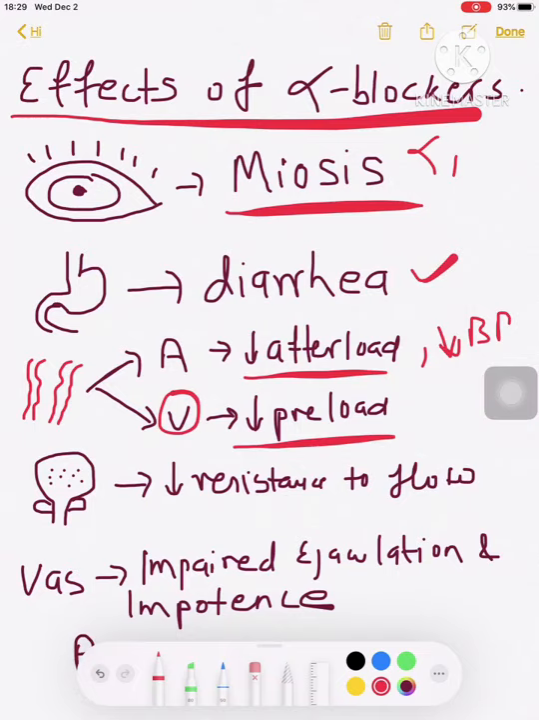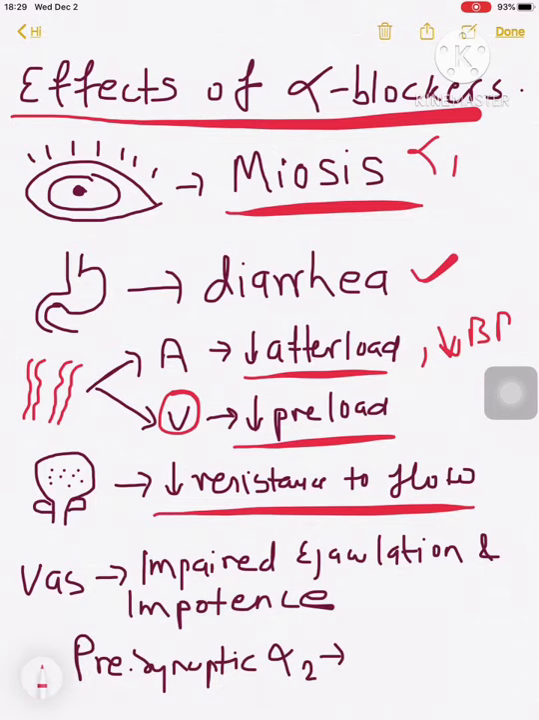The next one is the bladder. On the bladder, these drugs cause relaxation of smooth muscles in the trigone, sphincter and the prostate. So these drugs are used in people with benign prostatic hyperplasia to decrease the resistance to the flow of urine, to make it easy for the person to urinate. The next one is the effect on vas deferens. These drugs cause impaired ejaculation and impotence. If someone is on alpha blockers, they may complain that they are not able to ejaculate and that it is causing impotence.